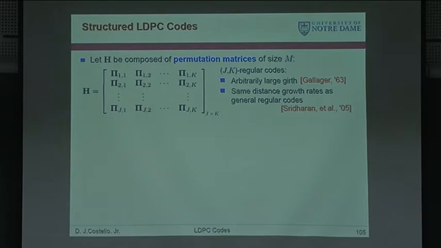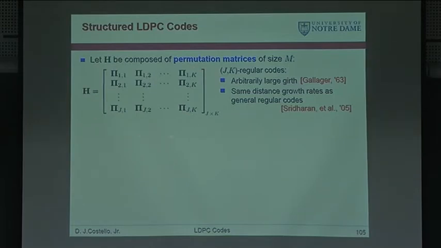So here's one type of structured code. It's similar to the block circulant, except these are just permutation matrices, which are not. A permutation matrix has just a single one in each row and a single one in each column. So with that property, if we have j rows here, that means we've got column weight j, and if we have k columns here, it means we must have row weight k.